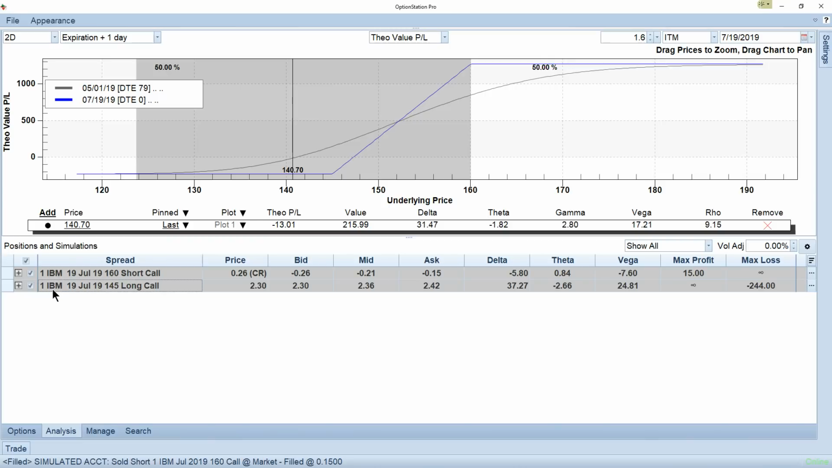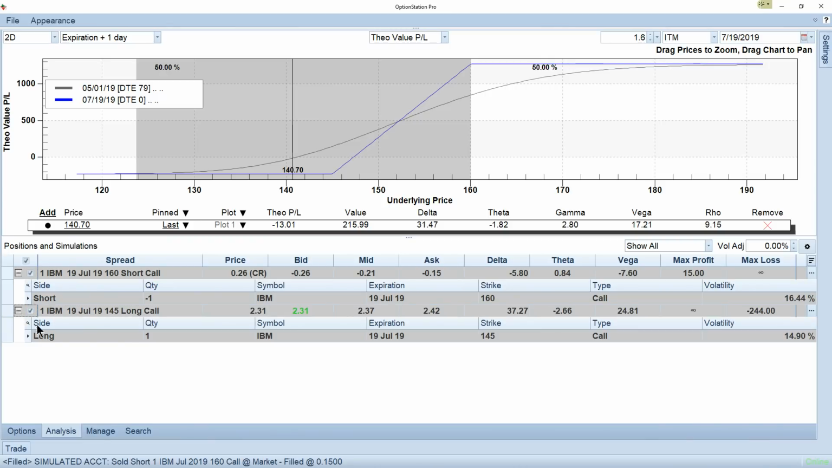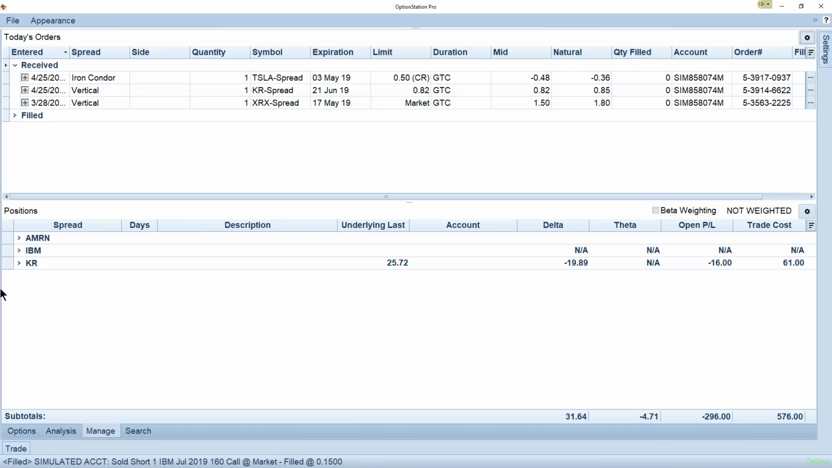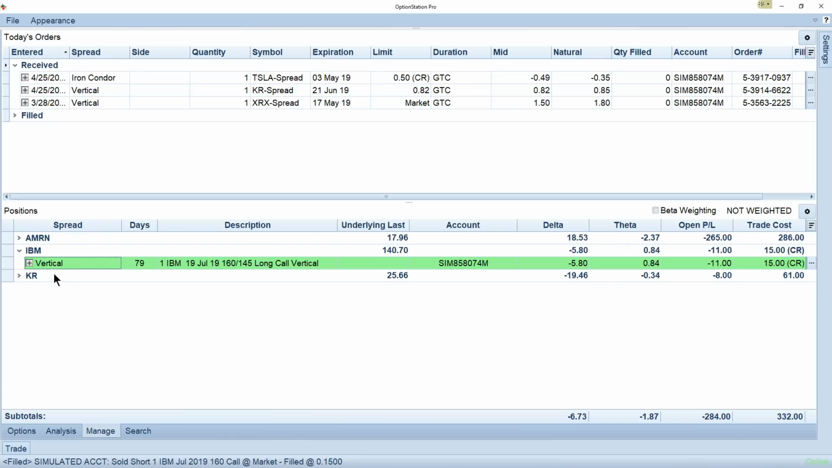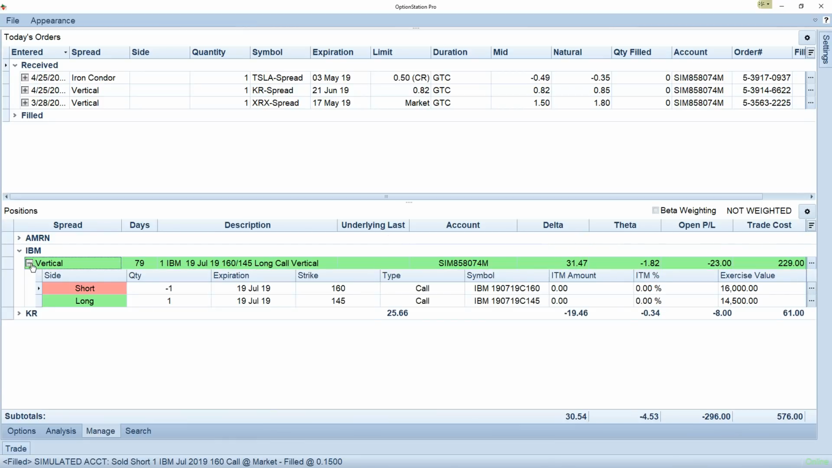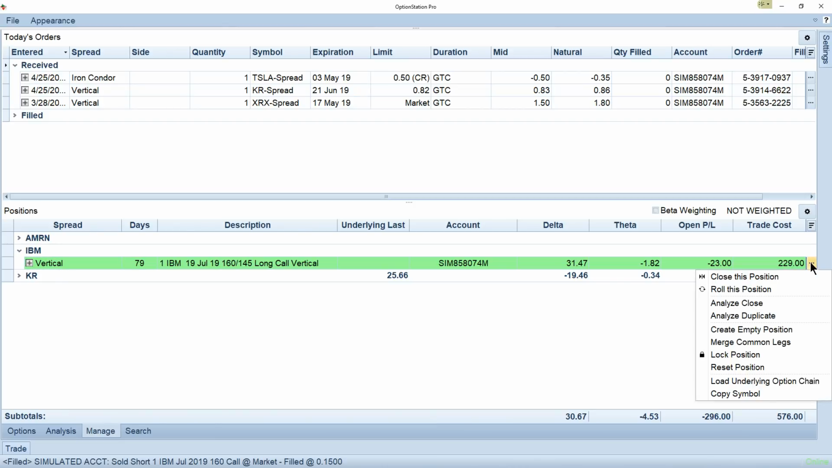And now, since I got filled on the trade, and notice how I am expanding these two legs, I'm going to drag the long into the manage section. Here's my IBM, right? So what I'm going to do is drag the single long on top of the single short, so now I've got my vertical spread here. And what I want to do now is place an order to close this trade.